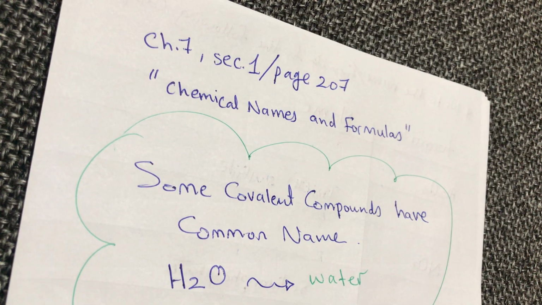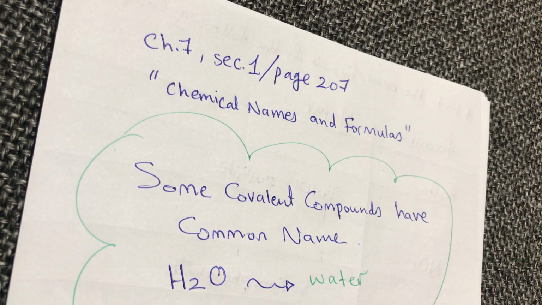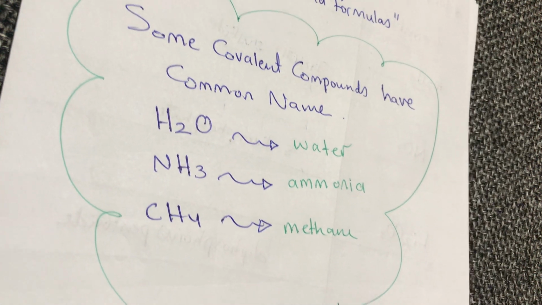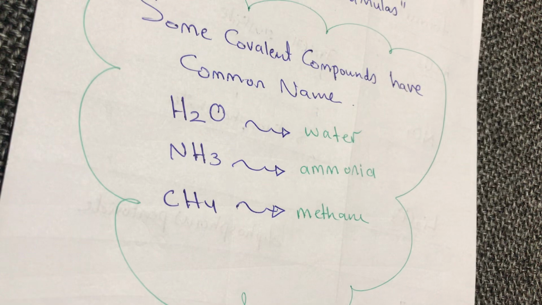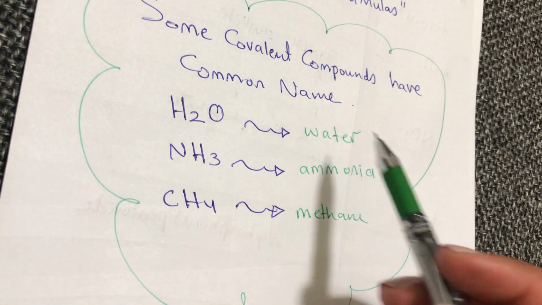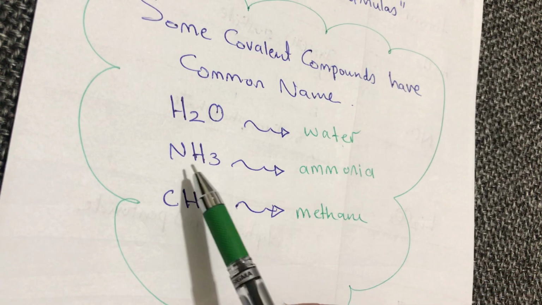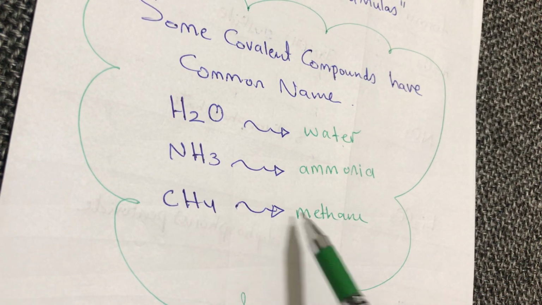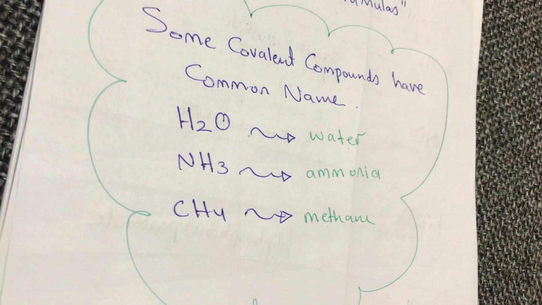Chapter 7, Section 1, Chemical Names and Formulas. You have to know that some covalent compounds have common names. So for example, H2O, dihydrogen monoxide, the common name is water. For NH3, the common name is ammonia, and for CH4, the common name is methane.